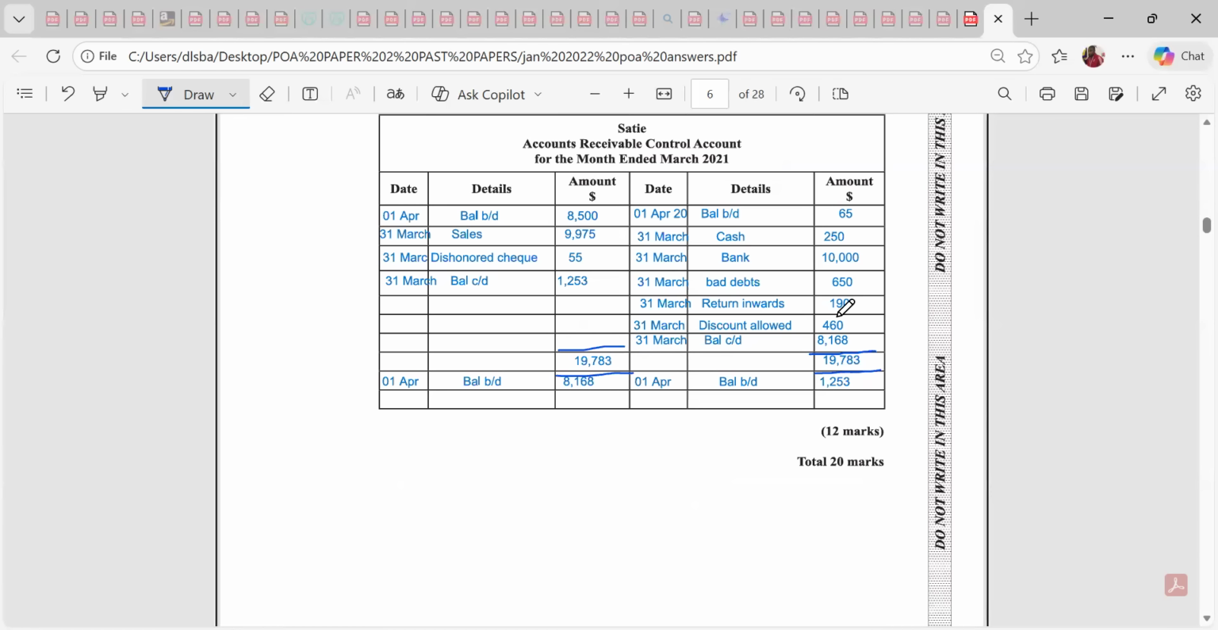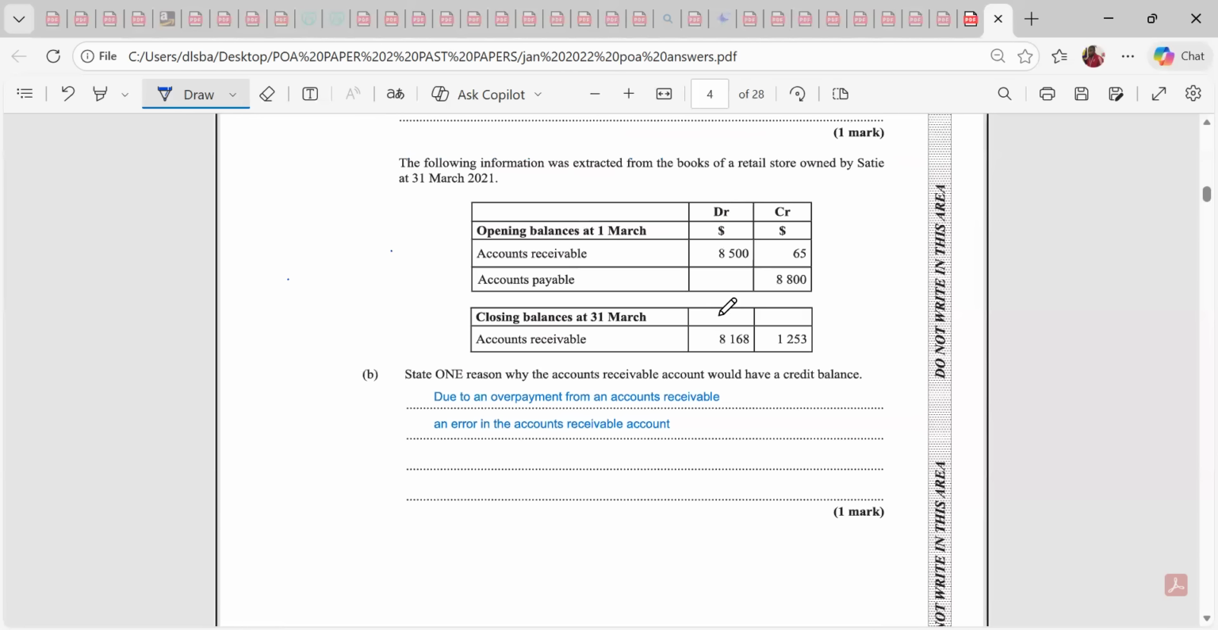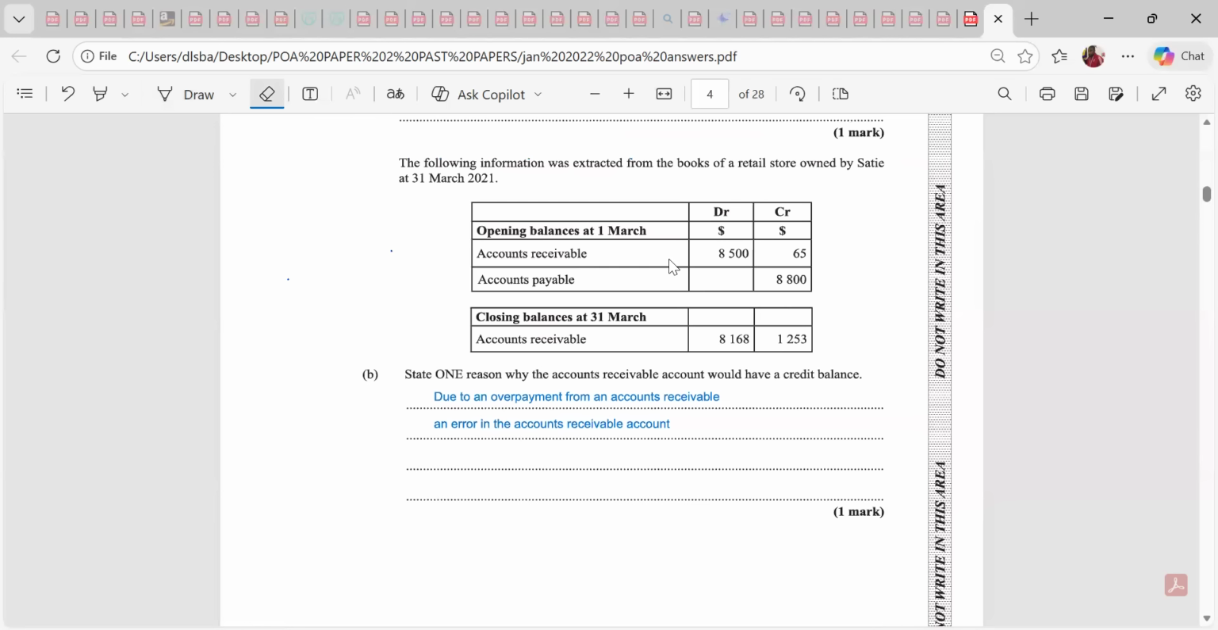Now it's time to do our balance carried down and brought down. But wait, if I recall, they gave it to us already. So we're going to plug these into our control account. Both sides are supposed to be equal, or else they've made a mistake somewhere. So they say at the end of the year, we had a debit balance of 8,168 and a credit balance of 1,253.